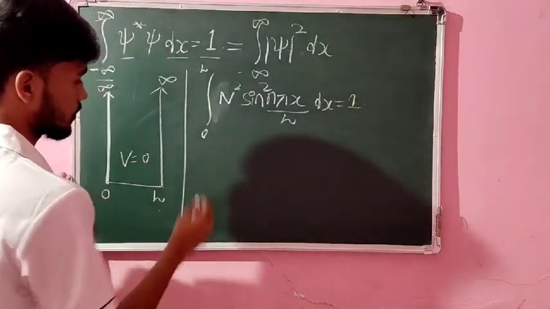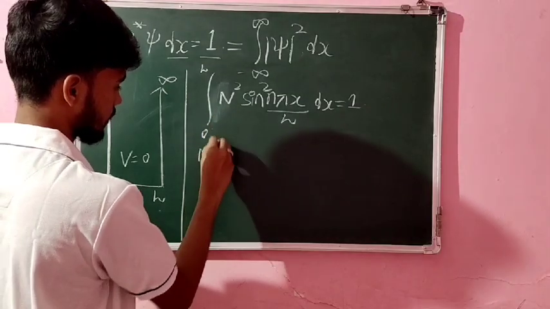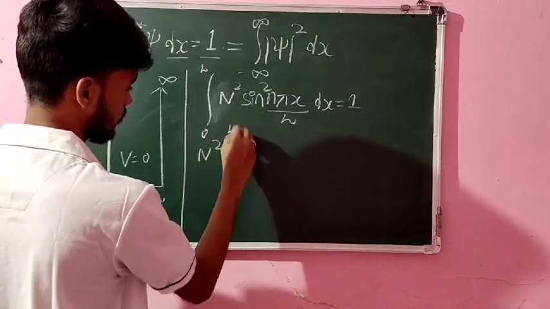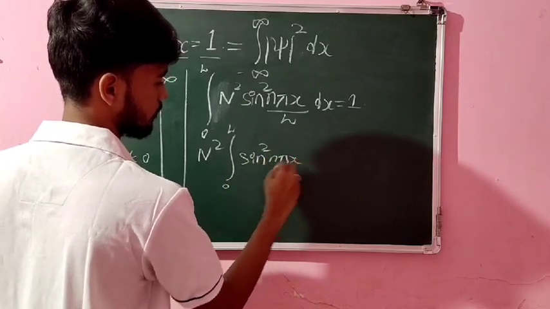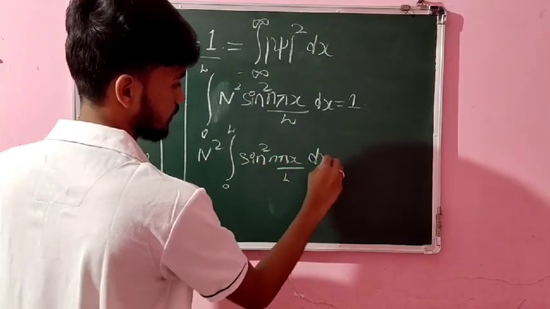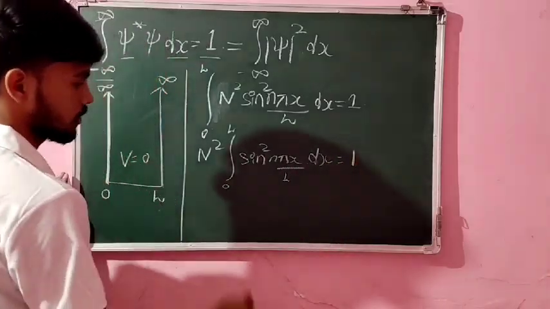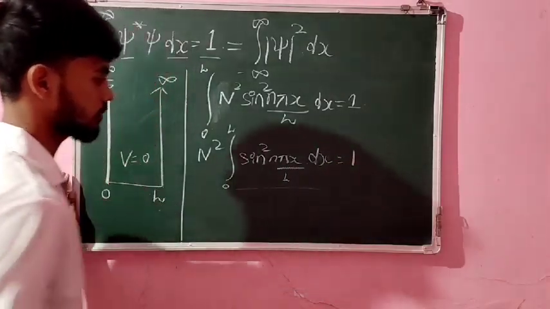The limits are 0 to L. N square is a constant, so take it outside. We get N square times the integral from 0 to L of sine square n pi x by L dx equals 1. There is no need of further simplification.